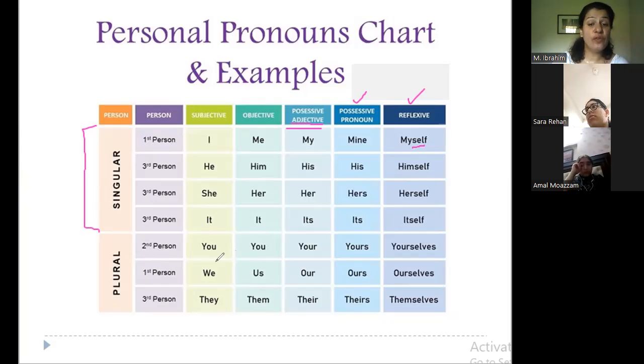First person, we, us, ours, ourselves. They, them, theirs, themselves. Third person है, ठीक है? वो, उनकी बात हो रही है.